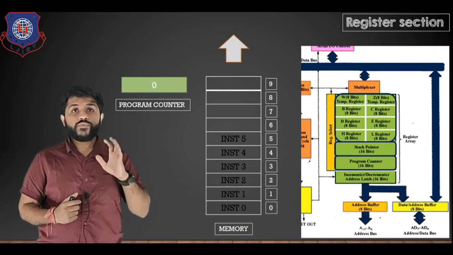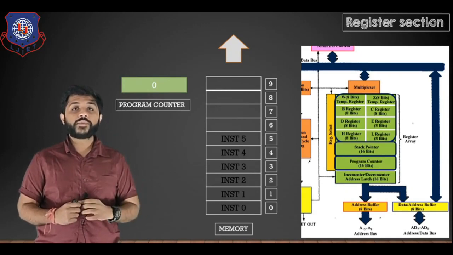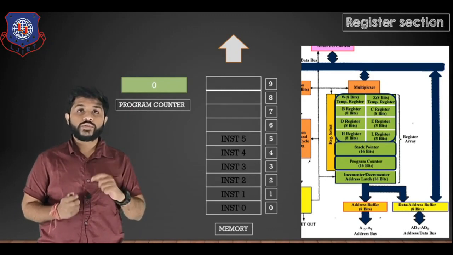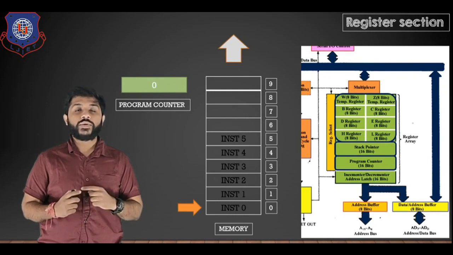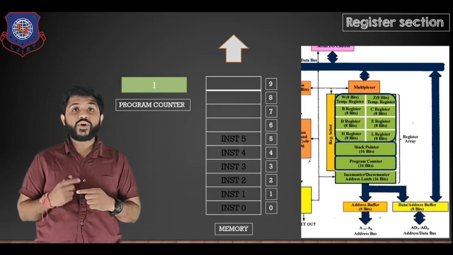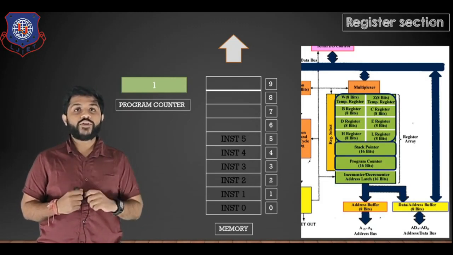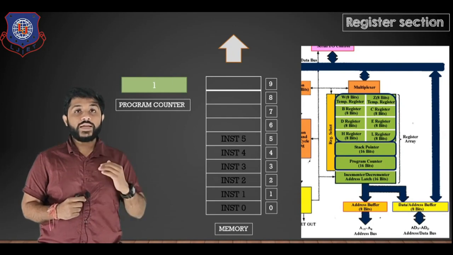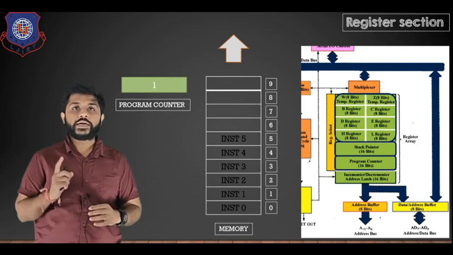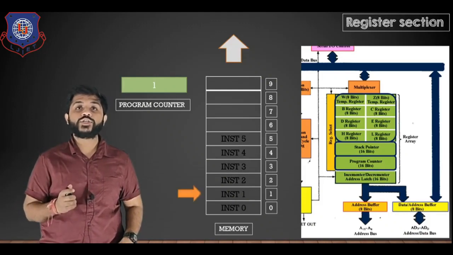Now whenever the processor wants to fetch any instruction, it will see the value in the program counter. Right now the value in the program counter is 0, so the processor will fetch the instruction from memory location 0. It will decode that instruction and execute it. After the fetch process of instruction 0 is done, the value of the program counter will be incremented. So you can see the value of the program counter is now 1. When the processor wants to read any instruction, it will see the value of the program counter. Right now the value is 1, so the processor will fetch the instruction from memory location 1.